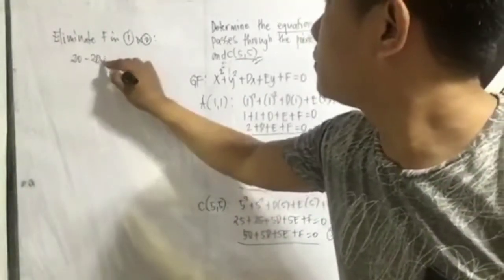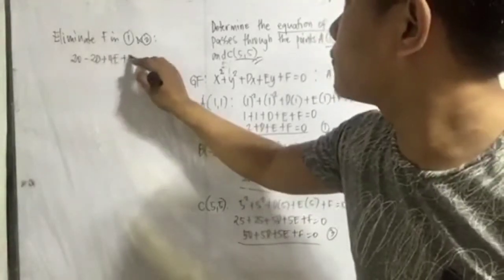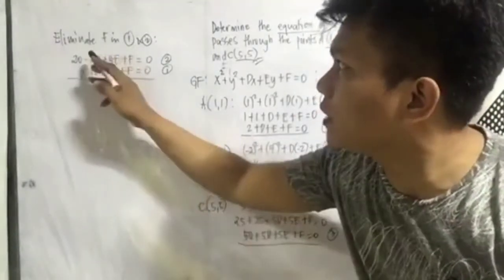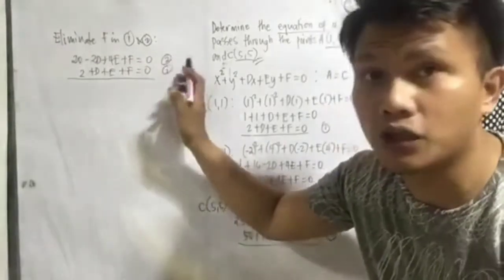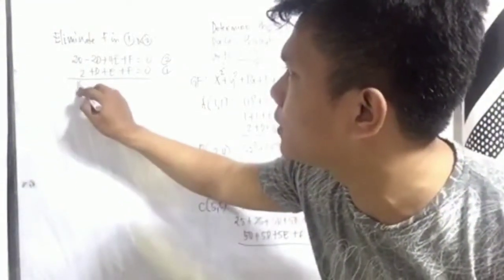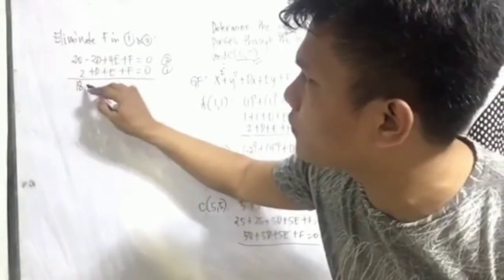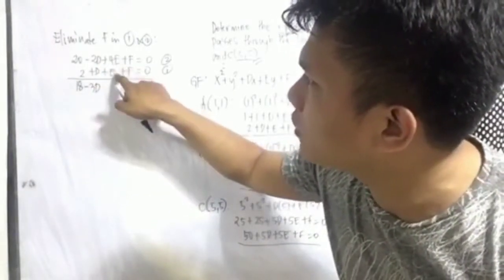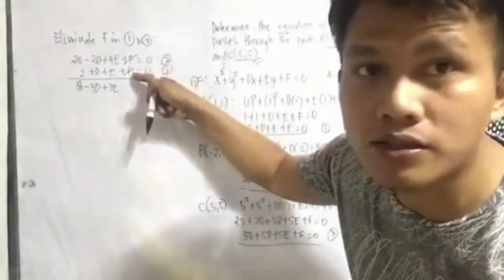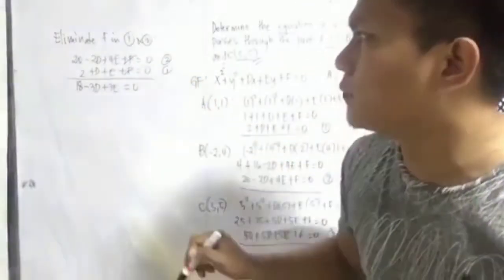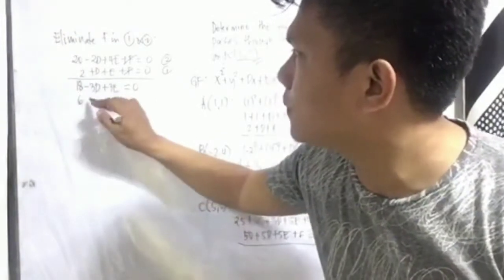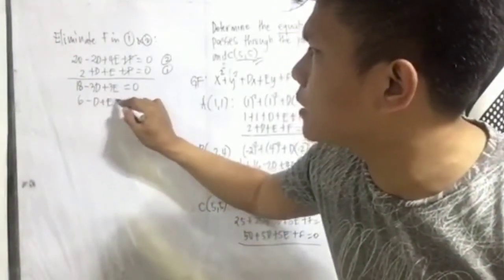minus 2d plus 4e plus f equals 0. Again, we will be using the elimination method. We have to eliminate f in our equation 1 and equation 2. So we need to use subtraction. We have 20 minus 2, that will be 18. Negative 2d minus d, that will be negative 3d. We have 4e minus e, that is positive 3e. And then we can now cancel out f because f minus f is equal to 0, and that is equal to 0. As you can see, our equation is divisible by 3. So 18 divided by 3 is 6. This is minus d plus e equals 0.